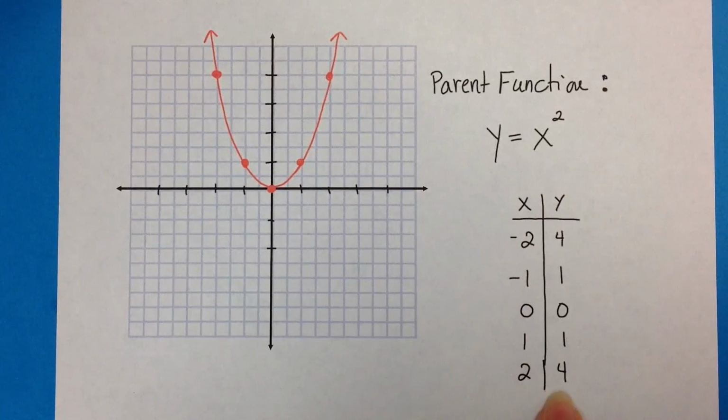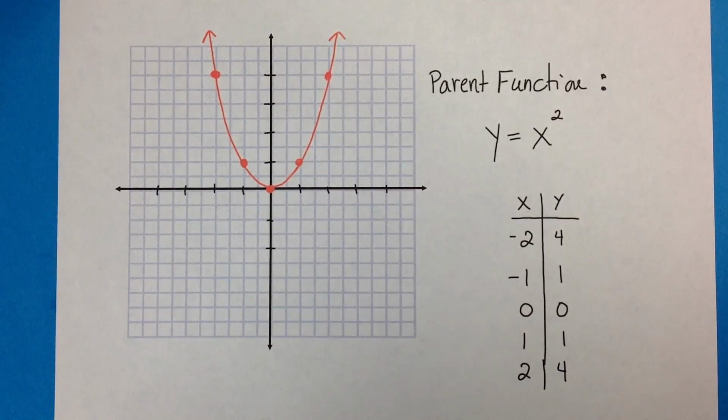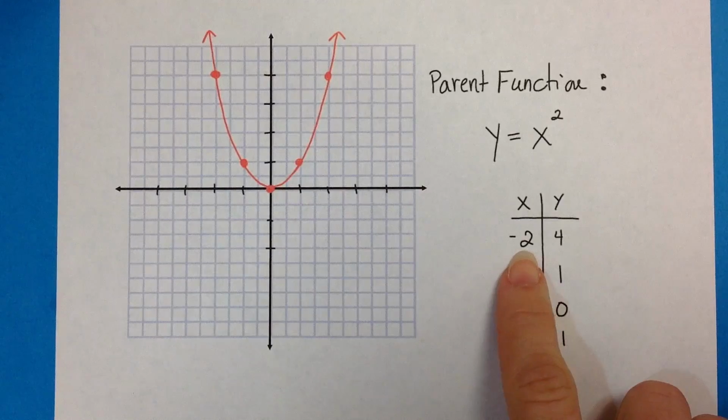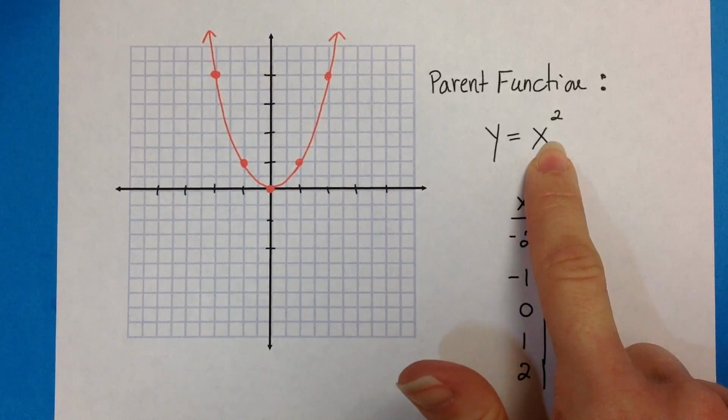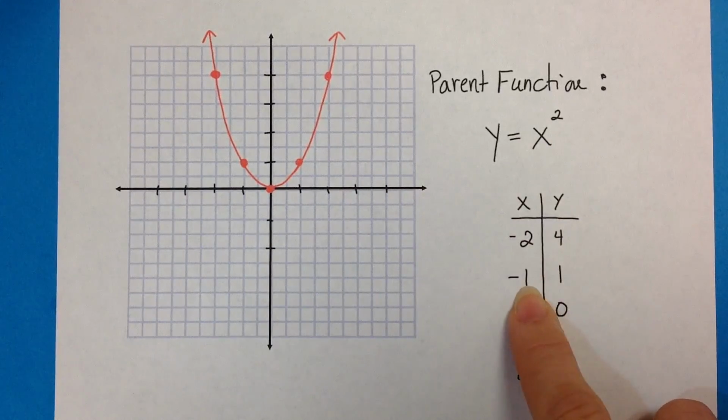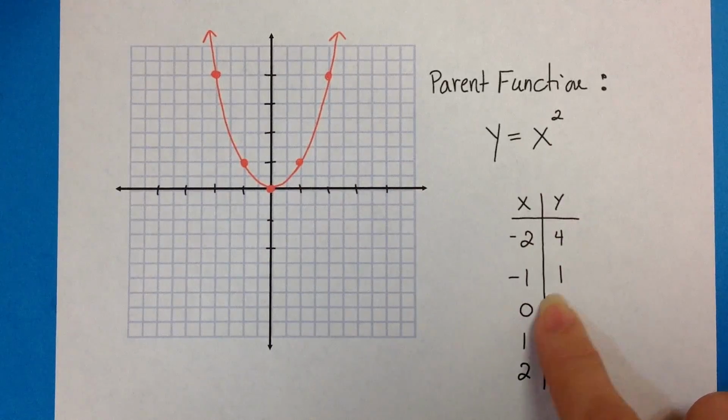Now I just created a table here with 5 points. You could put more points in here if you chose to, but for instance, if I plugged in -2, -2 squared gives me the 4. Negative 1 squared gives me 1. Of course, 0 squared is 0.